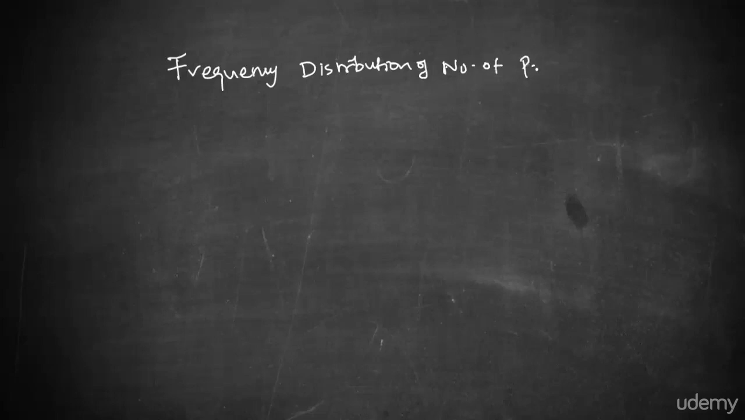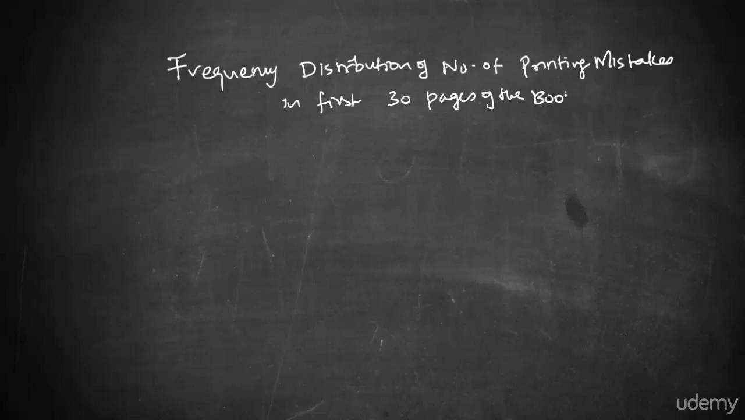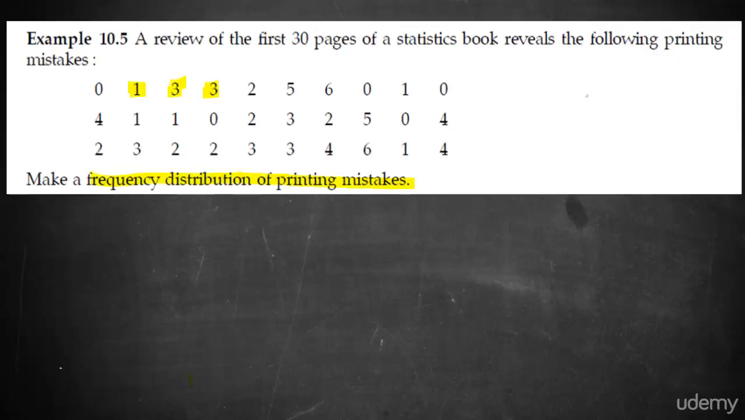Probably on the next page I'll write here: frequency distribution of number of printing mistakes in the first 30 pages of the book. Let's go back to the question.